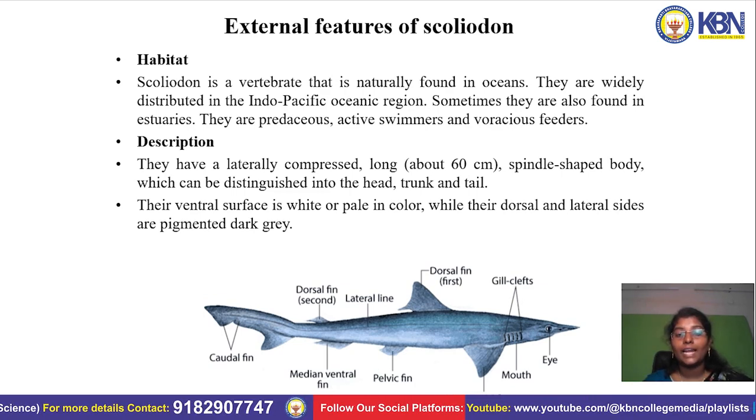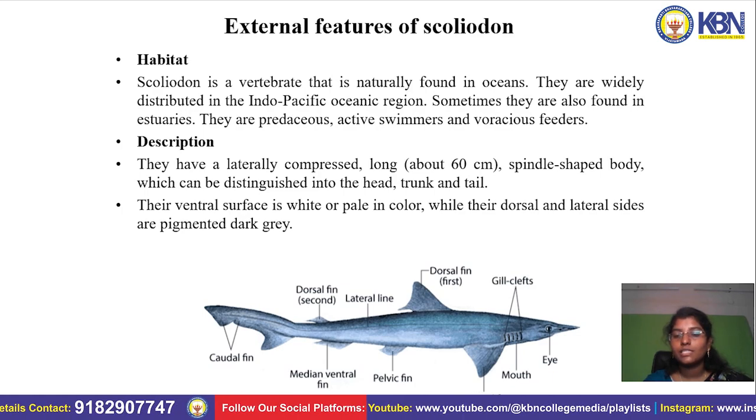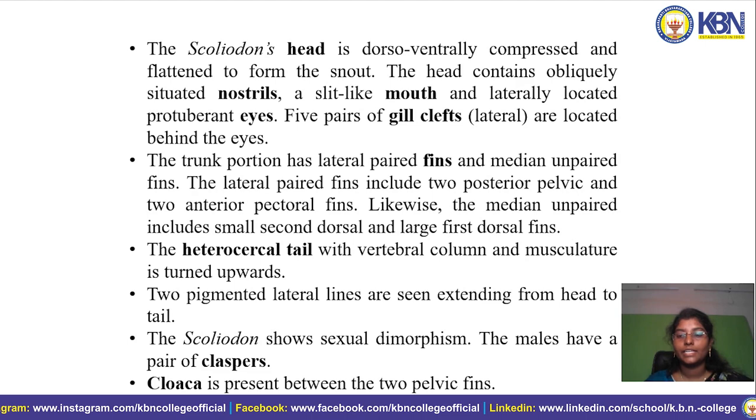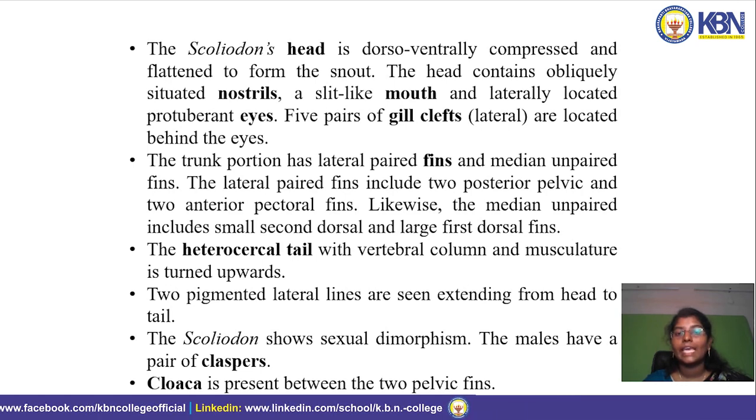Next, they have a laterally compressed, long, about 60 centimeters, spindle-shaped body, which can be distinguished into the head, trunk and tail. Their ventral surface is white or pale in color, while their dorsal and lateral sides are pigmented dark gray. The scoliodon's head is dorsoventrally compressed and flattened to form the snout. The head contains obliquely situated nostrils, a slit-like mouth and laterally located protuberant eyes. 5 pairs of gill clefts are located behind the eyes.